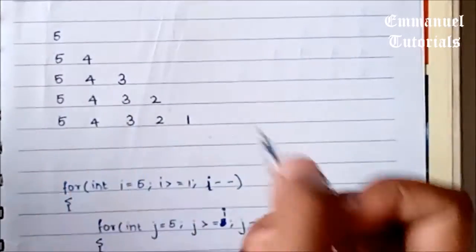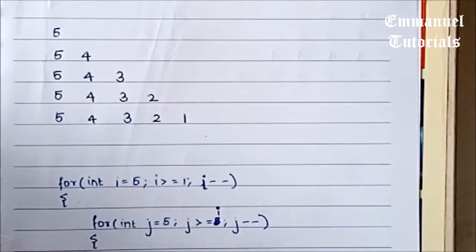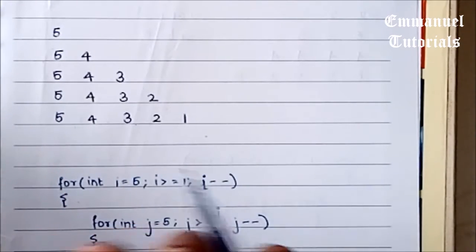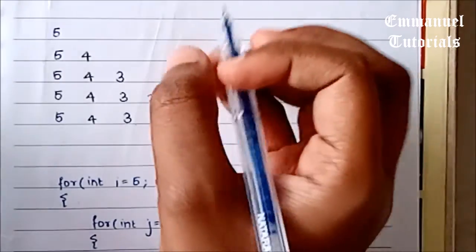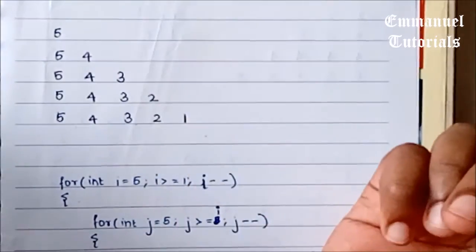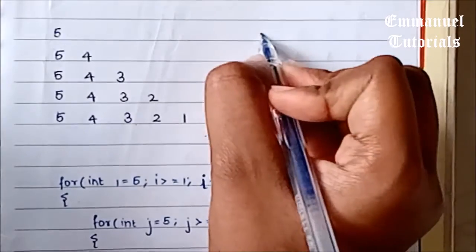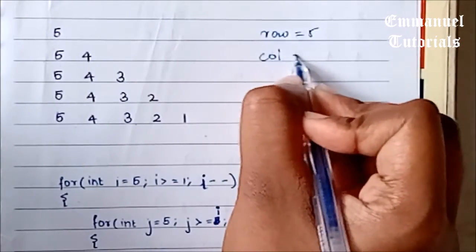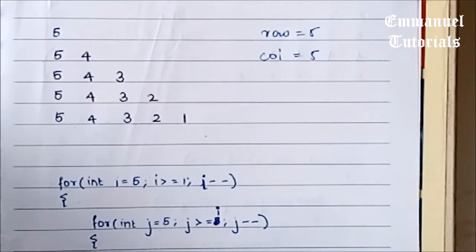Now, if again we try to understand what is the relationship and how this pattern can get generated out of our code. So the first thing we'll do, we'll check how many rows we have. We have a total of 5 rows. So I'm setting rows to 5. And we also have 5 columns. So I'm setting columns to 5.